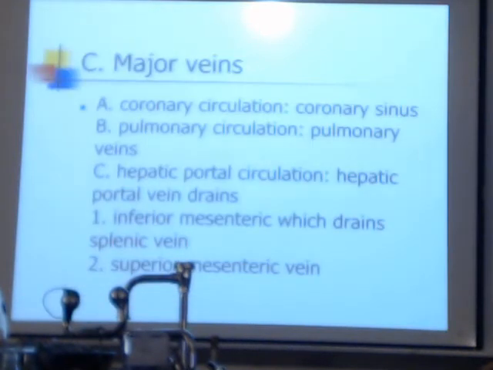Major veins include your coronary circulation, the coronary sinuses and coronary arteries, the pulmonary veins, and your hepatic portal. Remember how important our coronary circulation is. That is the circulation to the heart. Those are the coronary arteries and veins around the heart that give nutrition and oxygen to the heart and take waste away. Those are very important. We have mesenteric veins, which are in the abdomen. We have the hepatic veins also.